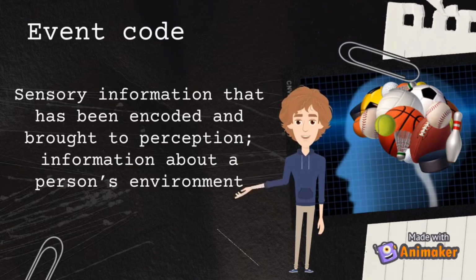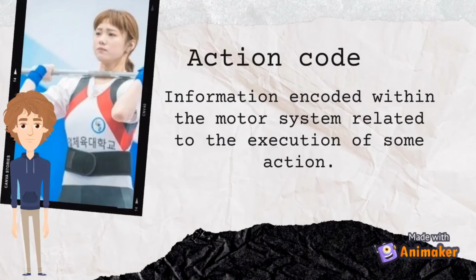This information is transmitted over sensory pathways to cortical areas in the brain where it is organized, encoded, and brought to perceptual awareness. Action code: information encoded within the motor system related to the execution of some action. The second series of processes are action processes. Based upon perceptual information, a person decides upon, organizes, and initiates a motor response.